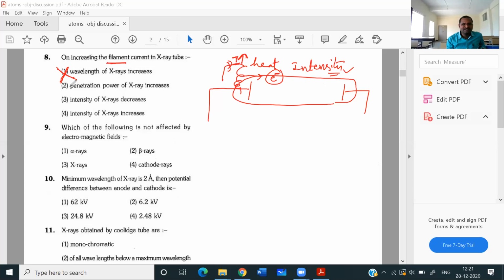And penetration of X-rays increases. No, because the energy is not changing. Intensity of X-rays decreases. Wrong, because when the current increases, the intensity of X-rays increases. Yes, option 4 is there: intensity of X-rays increases. Yes, option 4 is the right answer. Okay, a conceptual question, you need to remember.